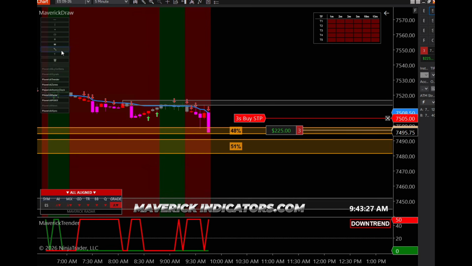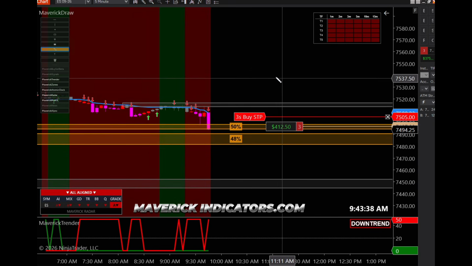Okay, cool. That's as much as I'm going to get into this thing. 3 contracts. I want to show you how amazing these tools are and how they can bring just an incredible amount of clarity to your chart.